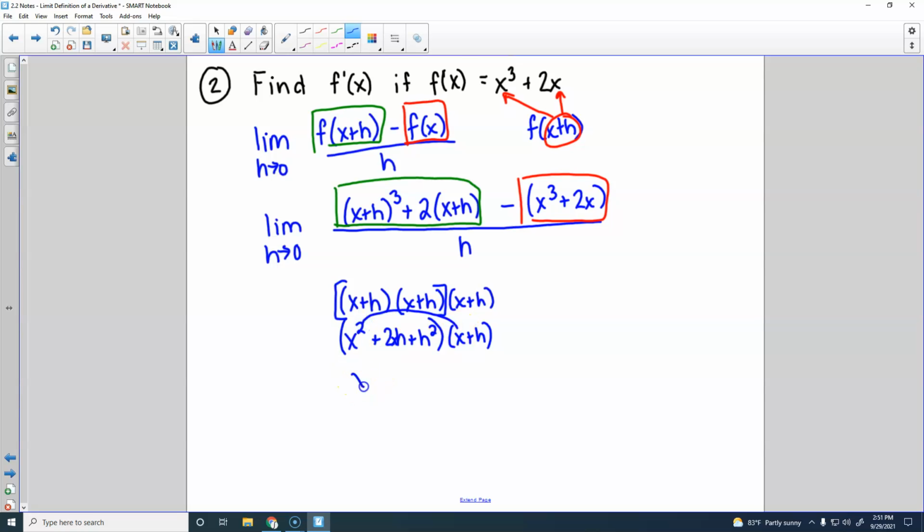X times x squared is x to the third. X times 2xh is 2x squared h. X times h squared is xh squared. Then we must also distribute the h. That's going to give me plus x squared h plus 2xh squared plus h cubed.